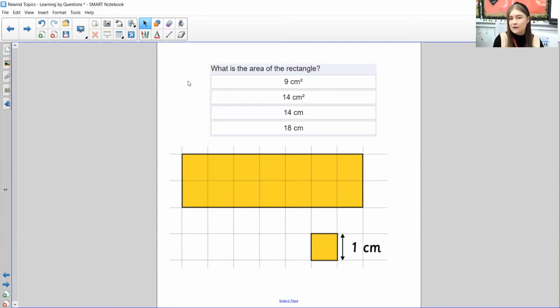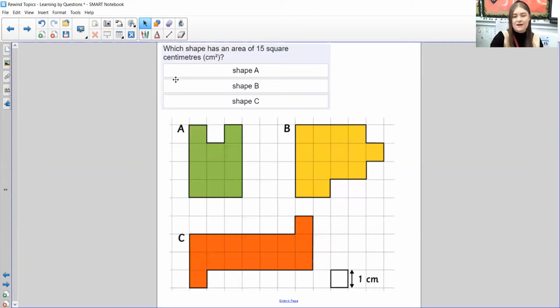What is the area of the rectangle? Okay, what is the area of this rectangle? You can count, you can multiply. It's completely up to you, but I'd like you to make a note of it for me. And the area of this is 14 centimeters squared. Don't forget the squared, because we're finding that area, how much it fills up. So 14 centimeters squared.